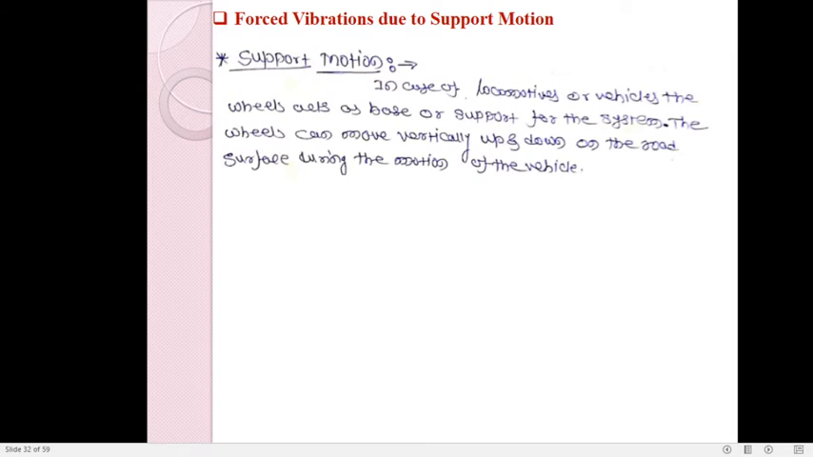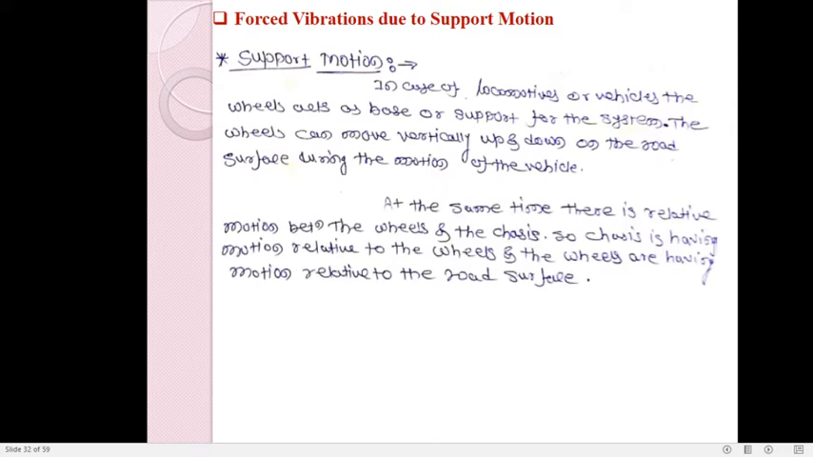Okay. Support motion. In case of locomotives or vehicles or any two-wheelers, wheels act as a base or support for the system. The wheels can move vertically up and down on the road surface during the motion of the vehicle. At the same time, there is a relative motion between the wheels and the chassis. So, chassis is having motion relative to the wheels, and the wheels are having motion relative to the road surface. So, what is support motion?